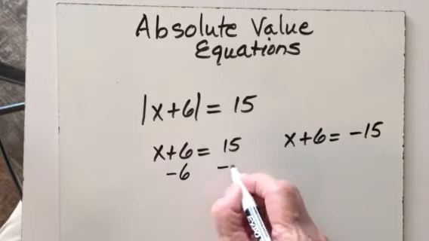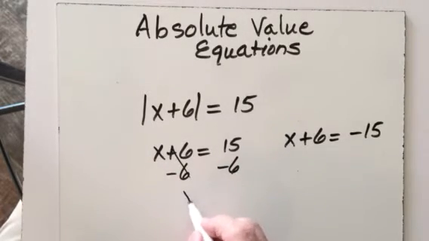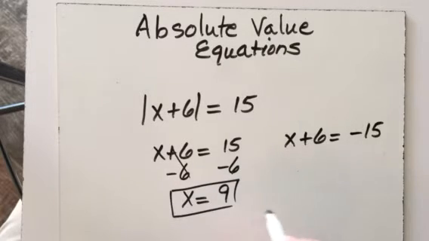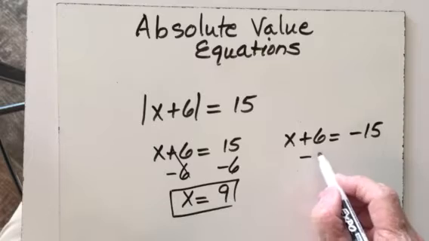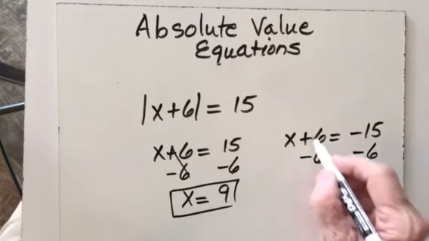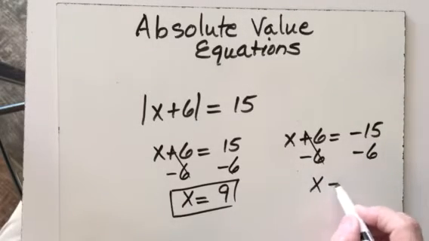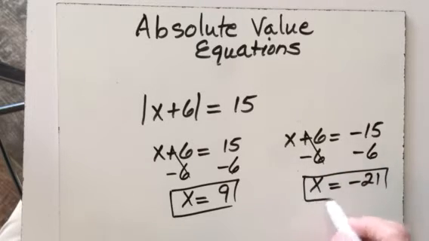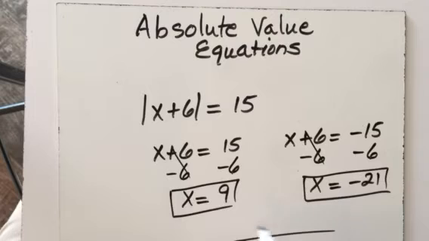-6 on both sides, and x equals 9. So one of the answers is 9, and -6 on both sides, and one of the answers is -21. All right, if I were to graph this, I would say x can equal -21 and x can equal 9.